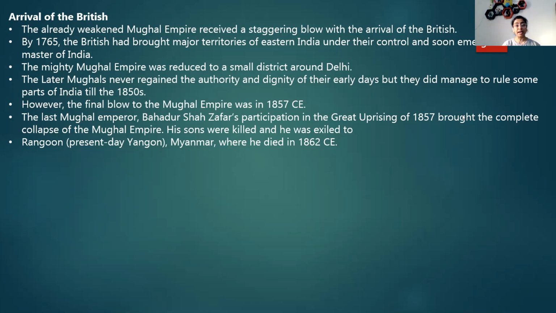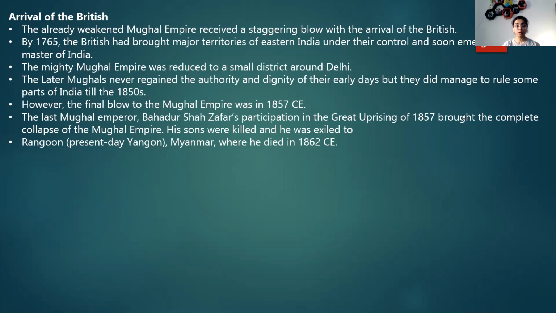However, the final blow was in 1857 CE. Who was the last Mughal emperor? It was Bahadur Shah Zafar. There was this part of India's first national movement, the Great Uprising of 1857. You will get to know about this Great Uprising of 1857 in your next grade. It was a fight especially between the Indian soldiers and Indian peasants on one side and the Britishers on the other. In this fight, Bahadur Shah Zafar, the last Mughal emperor, supported the Indians.